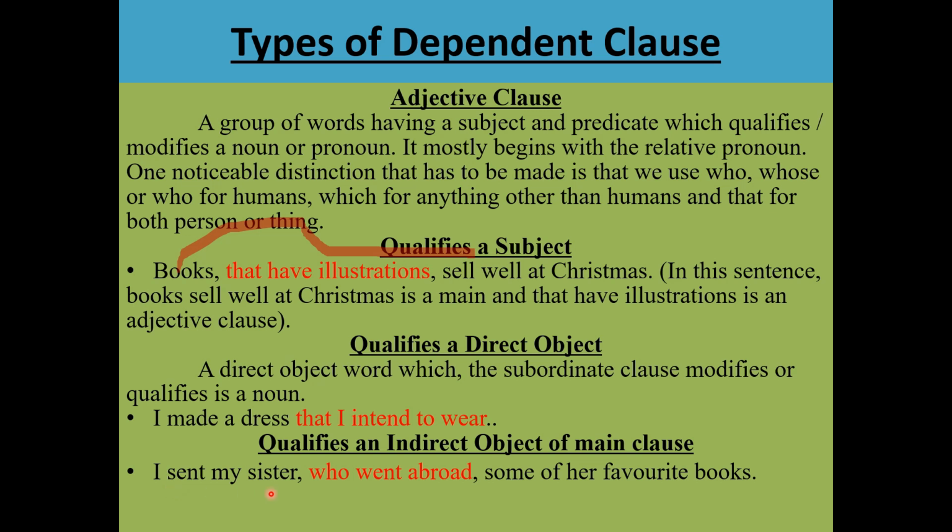I sent to my sister who went abroad. I sent to my sister. I sent what? This is direct object. My sister is an indirect object. So in order to have more information about indirect object, I have embedded another clause, and that is an adjective clause. I think so आपको अभी clear हो चुका होगा कि noun clause क्या है यहाँ और adjective clause क्या है.